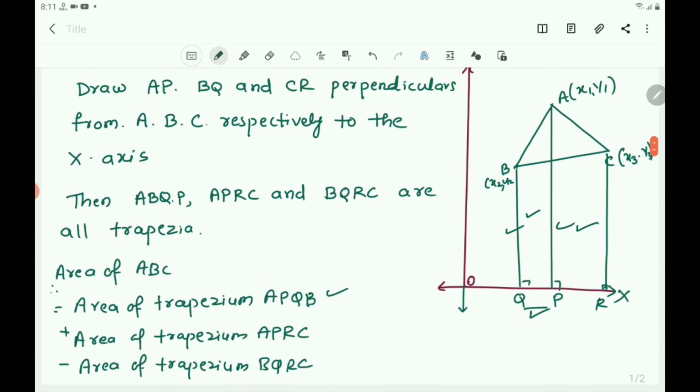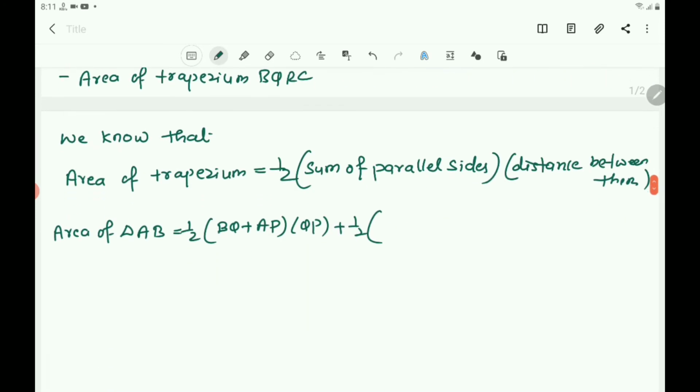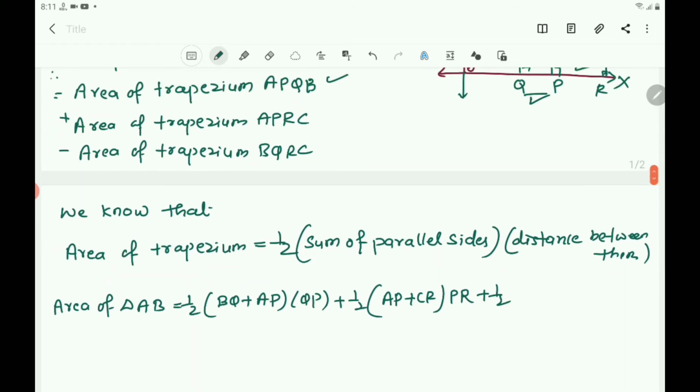In the APRC, AP and RC are parallel sides. So you take half into AP plus RC. The distance between them is PR. So you write half into AP plus CR, distance between them PR. Next, the area of the trapezium BQRC, that is minus, not plus. You take minus.